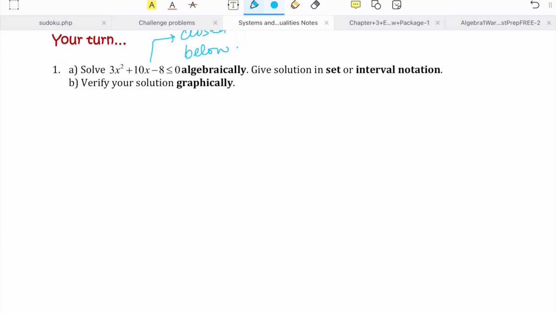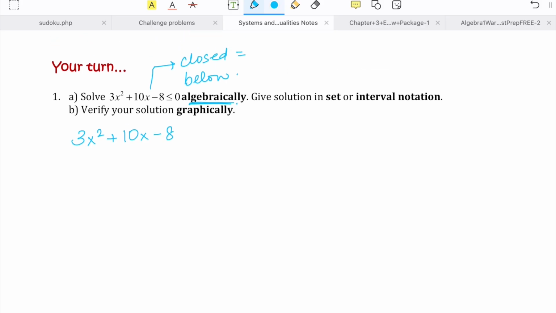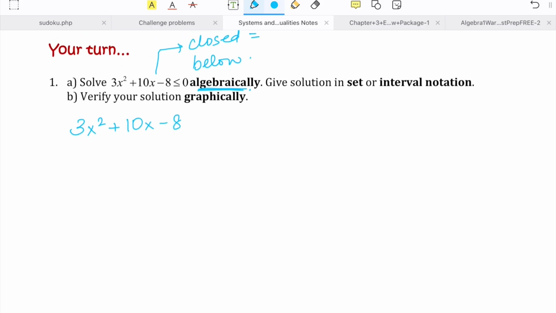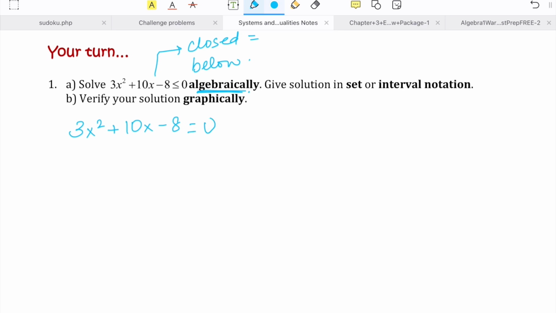Now I solve this. They've said use algebra to solve this. So I have 3x squared plus 10x minus 8. You can use quadratic formula if you want. I'm going to do it using factored form, product sum. So product is 3 times negative 8, which is negative 24. Sum is 10. Your factors will be 12 and minus 2. So it'll be 3x squared plus 12x minus 2x minus 8.